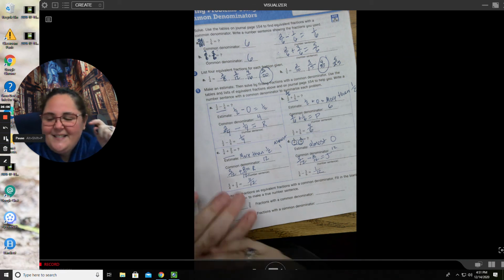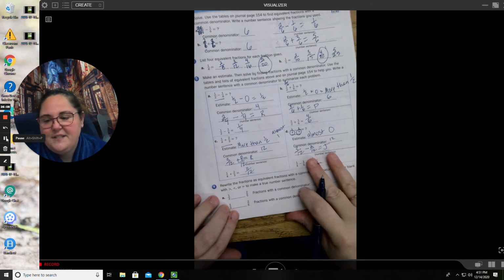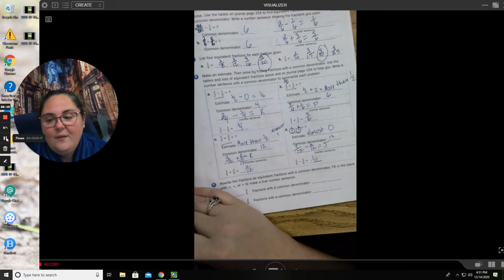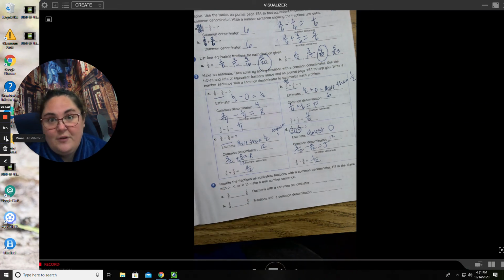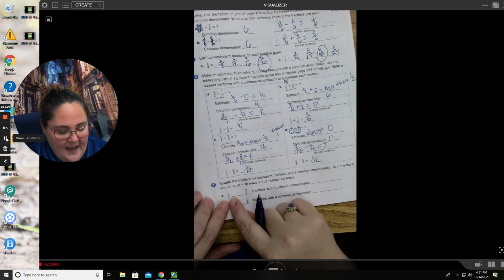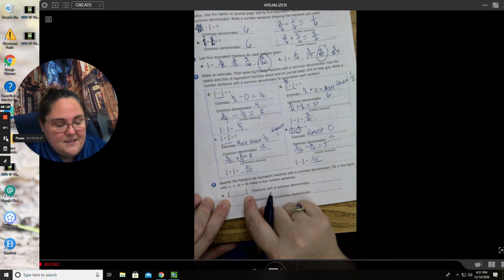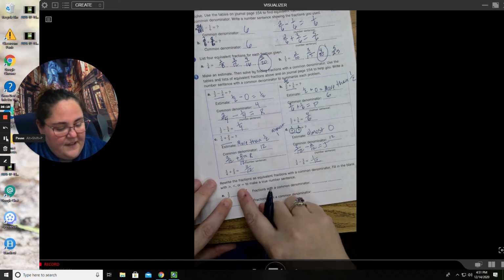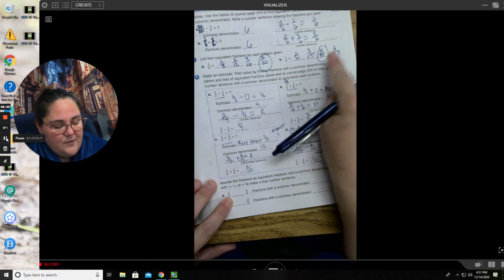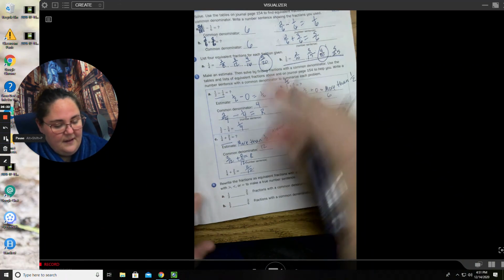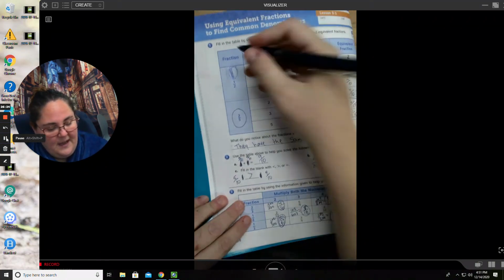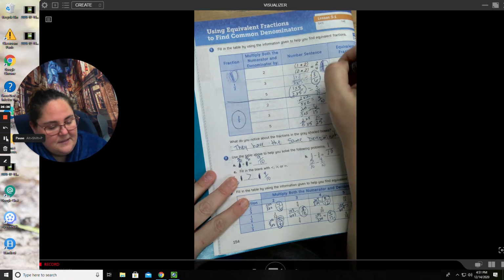All right, let's look at number 4. So we're going to rewrite the fractions in equivalent fractions, and then we're going to figure out which one's greater than, less than, or equal to. All right, I have halves and fifths. I'm going to use this one right here, and I'm going to use this one right here, this part of my box.